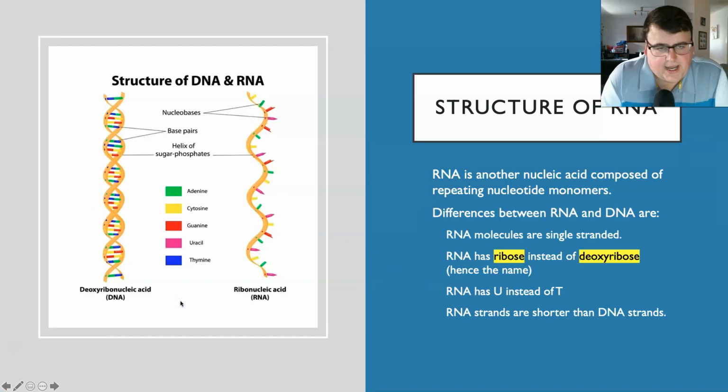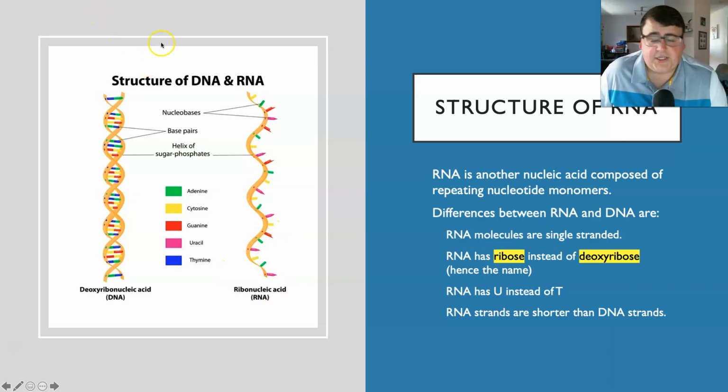So RNA is another type of nucleic acid. Like DNA, it's a polymer. And like DNA, it's made up of the monomers, nucleotides, which are just repeating units. There are a few key differences between DNA and RNA, most of which can be seen either in this diagram or in the name, DNA and RNA. The very first, which is quite noticeable here, is that DNA is a double-stranded molecule, whereas RNA, as you can see, is only single-stranded. So it's only one strand.